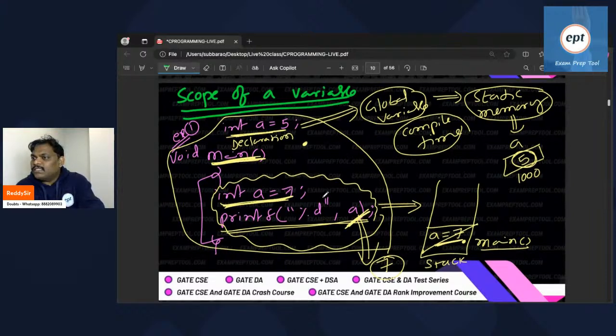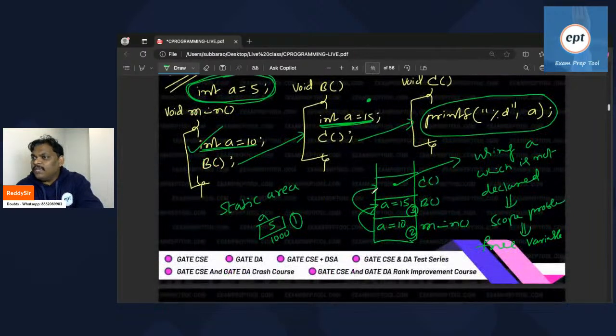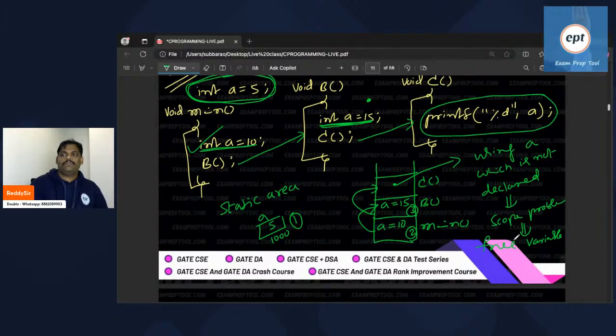Some people are asking, sir, so many A's are there, here A is not there, what is the problem? See, using A which is not declared is called scope problem. That variable A is called a free variable. Here A is a free variable.